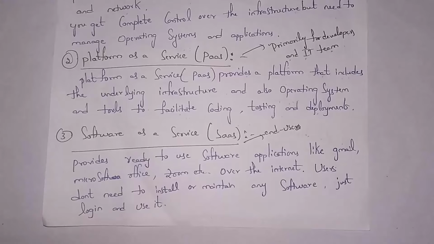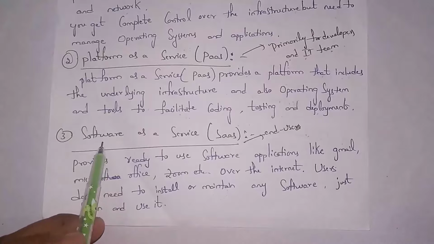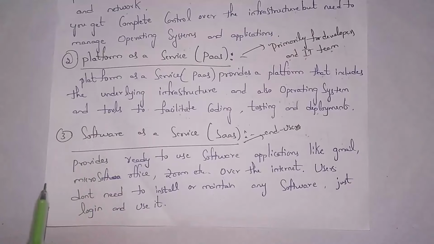Guys, whereas in IaaS, companies like AWS will provide only infrastructure, that is nothing but server, storage, etc. And whereas in PaaS, companies will provide both infrastructure, that is nothing but servers, and as well as operating systems. And whereas in software as a service, companies will provide infrastructure, operating system, and as well as softwares like Gmail, Microsoft Office, Zoom, etc. So just we need to log in and we can use.